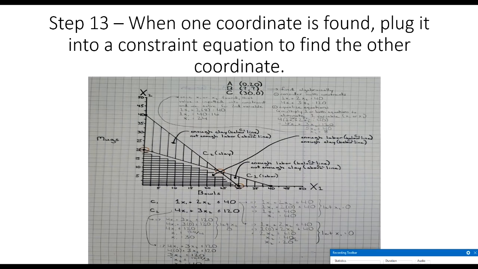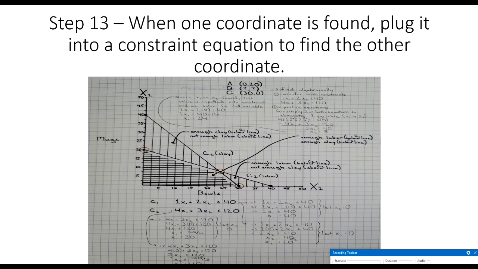Next, when we've found one coordinate, as we did here, 8, we have to plug that coordinate into a constraint equation to find the other coordinate. And we see that information here. Once x1 or x2 is found, that value is inputted into a constraint, and we solve for the second variable.